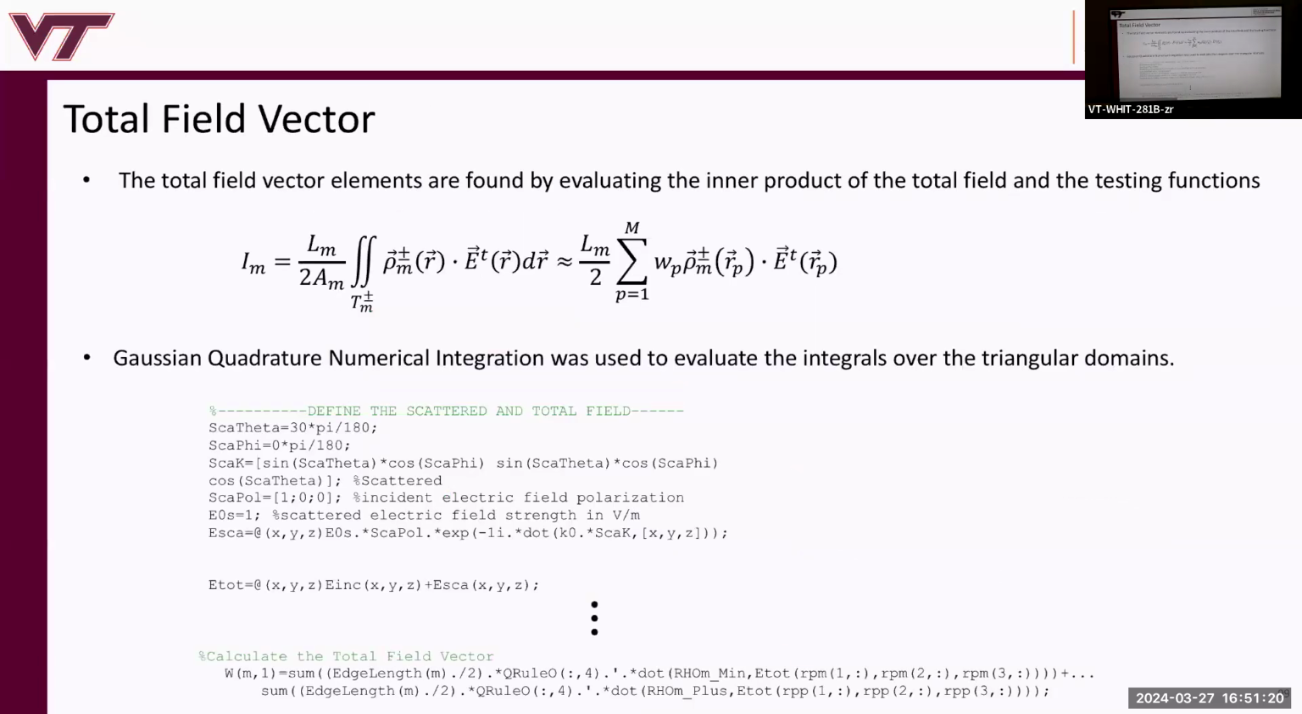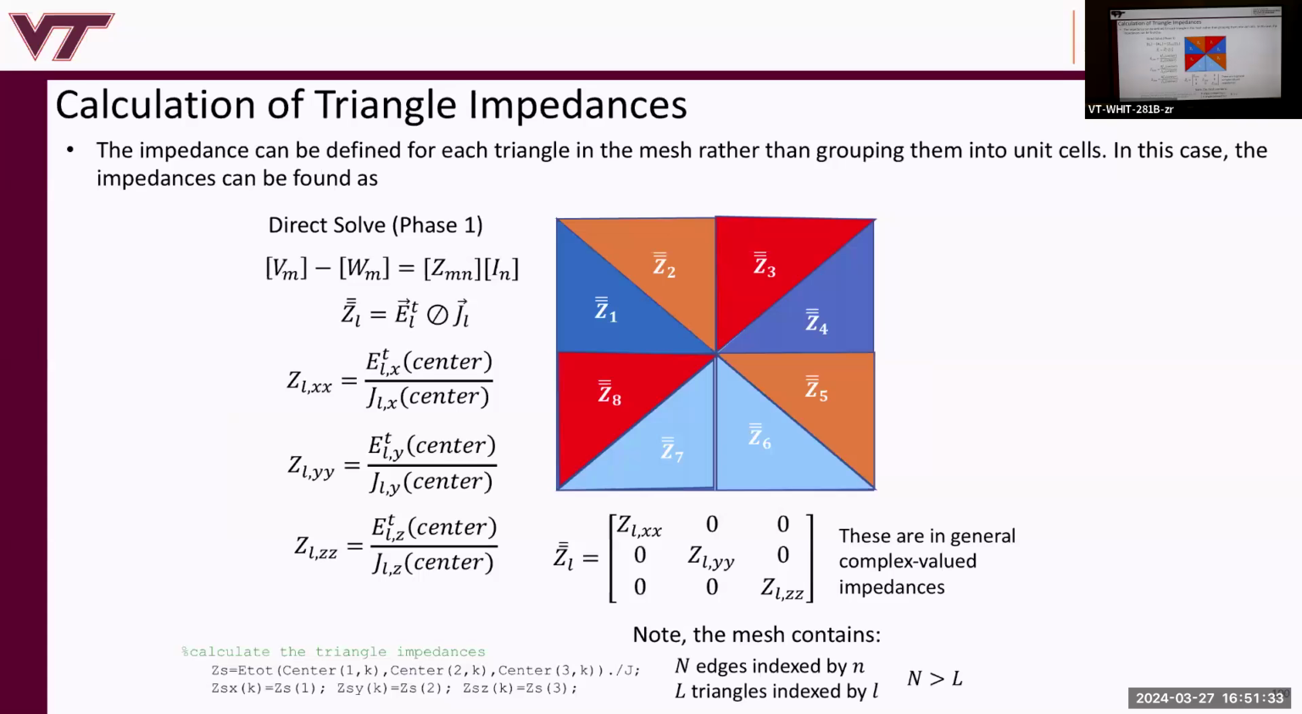Total field vector, same thing as the incident field vector, except now this should probably say WM, right? And here we have E total, and we integrate against the testing function. Here's the code to do that. Calculation of triangle impedances. So here, now that we have a diagonal impedance matrix, we can calculate these impedances.